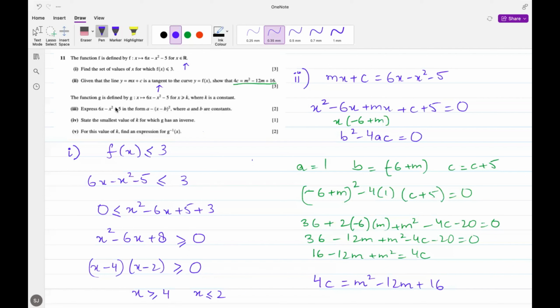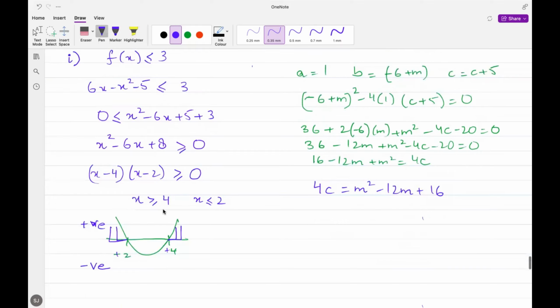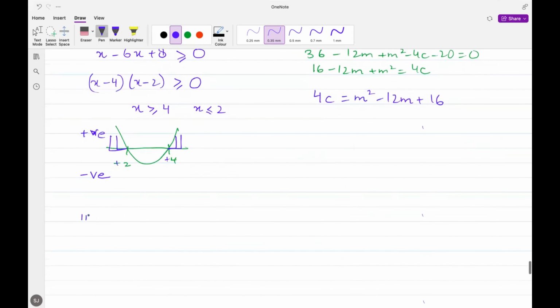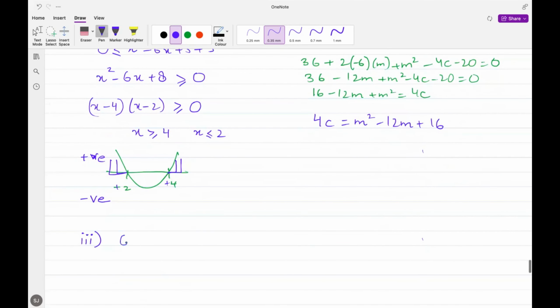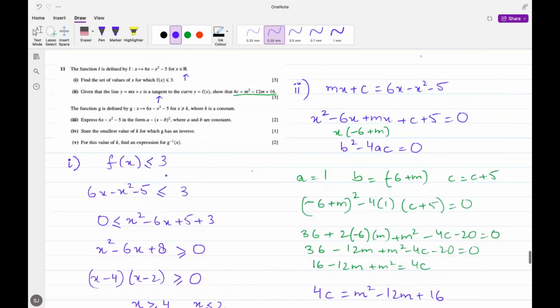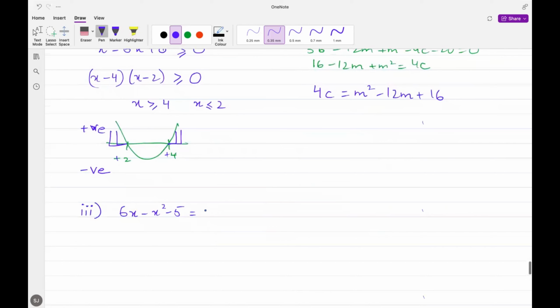Part 3 says that the function g is defined by g of x equals 6x minus x squared minus 5 for x greater than or equal to k. We have to express 6x minus x squared minus 5 in the form a minus (x minus b) whole squared. Now to convert this into the form, we can use the completing the square method or the comparison method. So the original expression is 6x minus x squared minus 5, and we have to convert it to the form a minus (x minus b) whole squared.